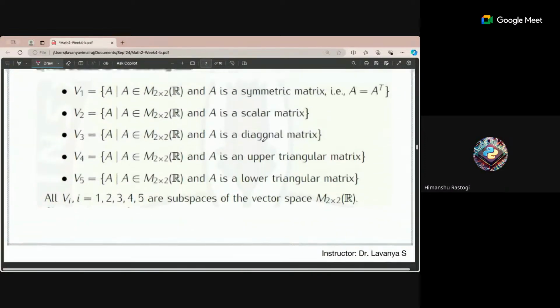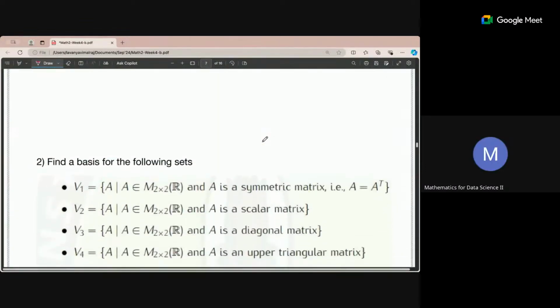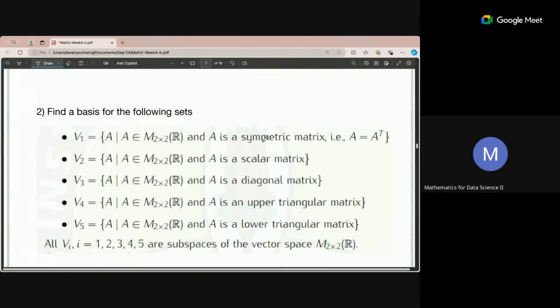Before this, maybe I'll ask you one thing. Can you say whether the set of all 2 by 2 matrices whose determinant is 0 is a subspace?